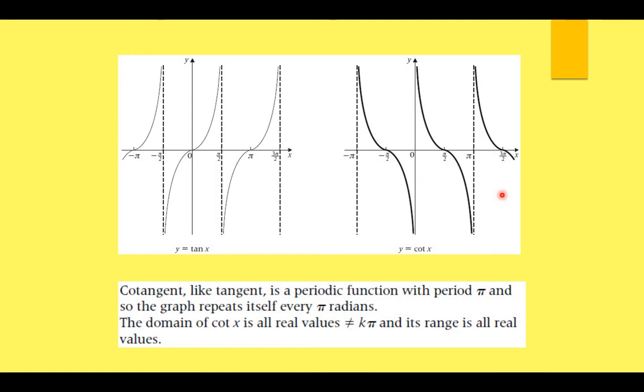And here are your properties for cotangent. Remember, the period for tan is just pi, not 2 pi. It's just pi. So the period for cotan will also be pi.